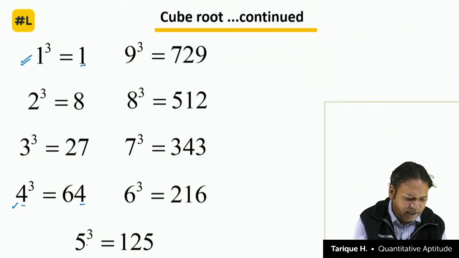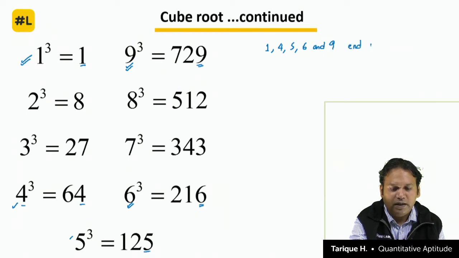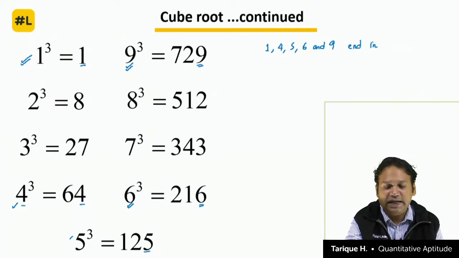You see 5 is ending in 5, 6 is ending in 6. When you find the cube, 9 is ending in 9. So can we say that if the cube is ending in 1, 4, 5, 6 and 9, the cube root will end in 1, 4, 5, 6 and 9 will end in themselves.